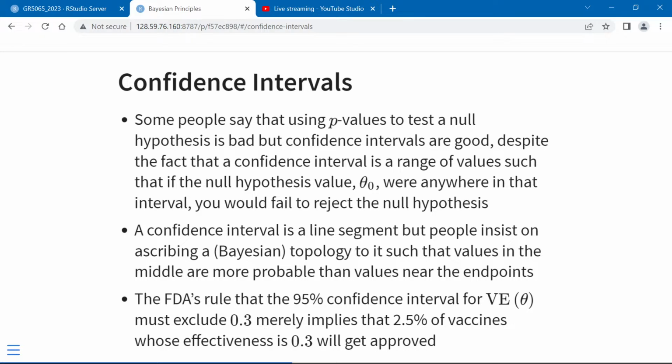The point of doing the trial and all this stuff is that we don't really know what the vaccine effectiveness is. But we can update our beliefs about it from a Bayesian perspective using that data. And we were fortunate that it was completely unambiguous.